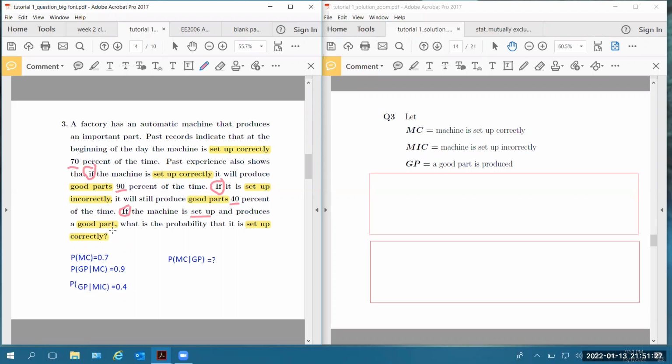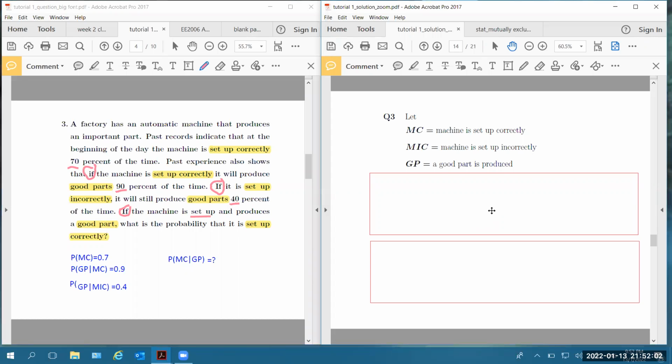Is that all right? Okay. And it's not intersection. It's condition on this. It's not set up correctly and produces a good part. It's not "and." Rather, it tells you that produces a good part, given produces a good part. What is the probability that it is set up correctly? So it's different from intersection.